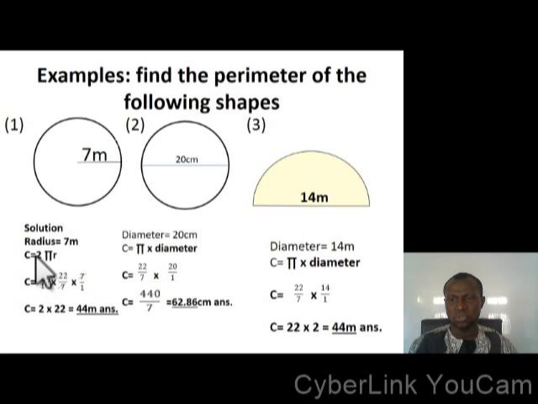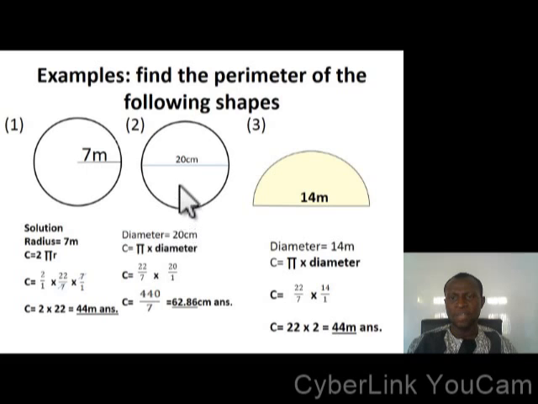So we have our 2, times the pi, which is 22 over 7, times then the radius, which is 7. That's 7 over 1. So when you look at the denominators and the numerator we have on top here, 7 can actually divide 7. So we say 7 divide 7, it cancels out. So you are left with 2 times 22, which will give us 44 meters as our answer.